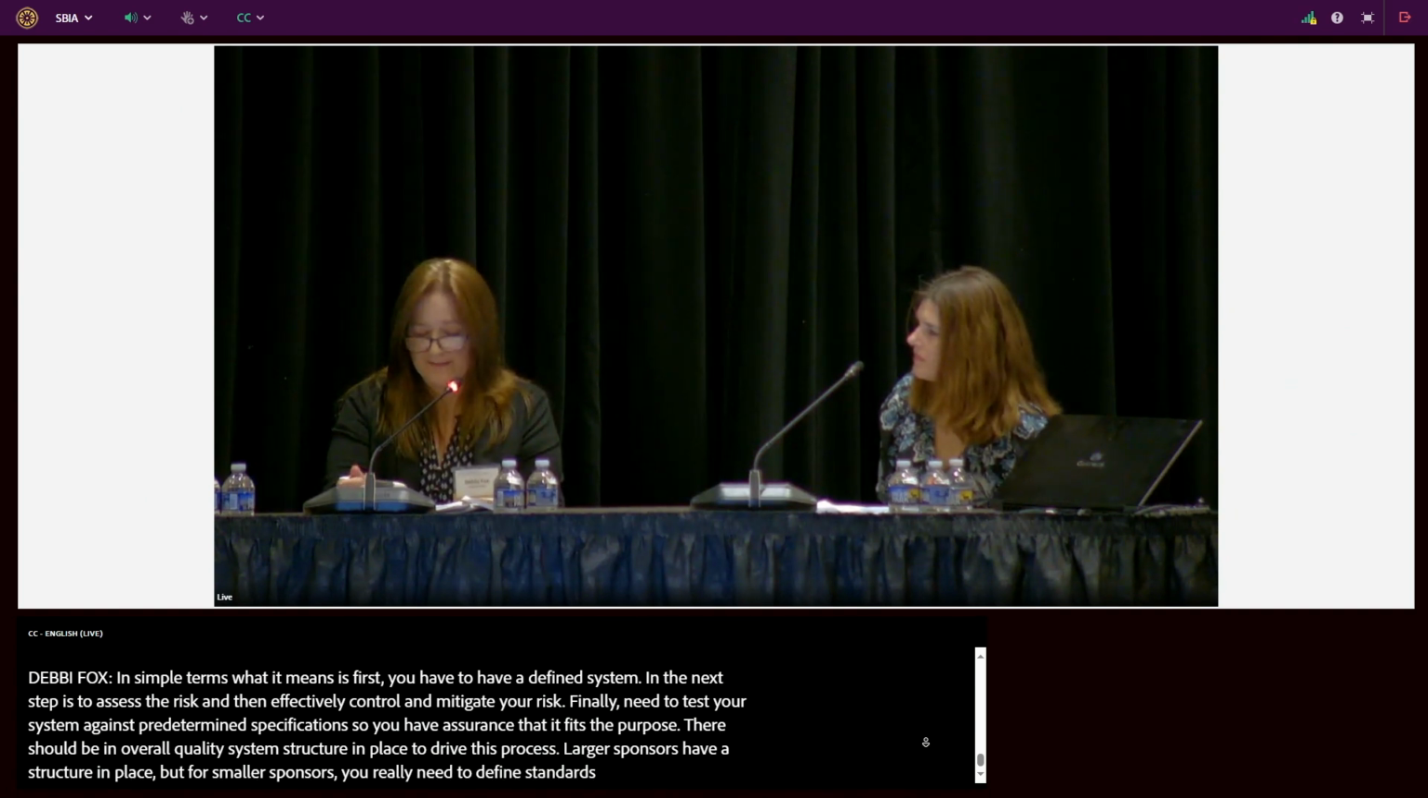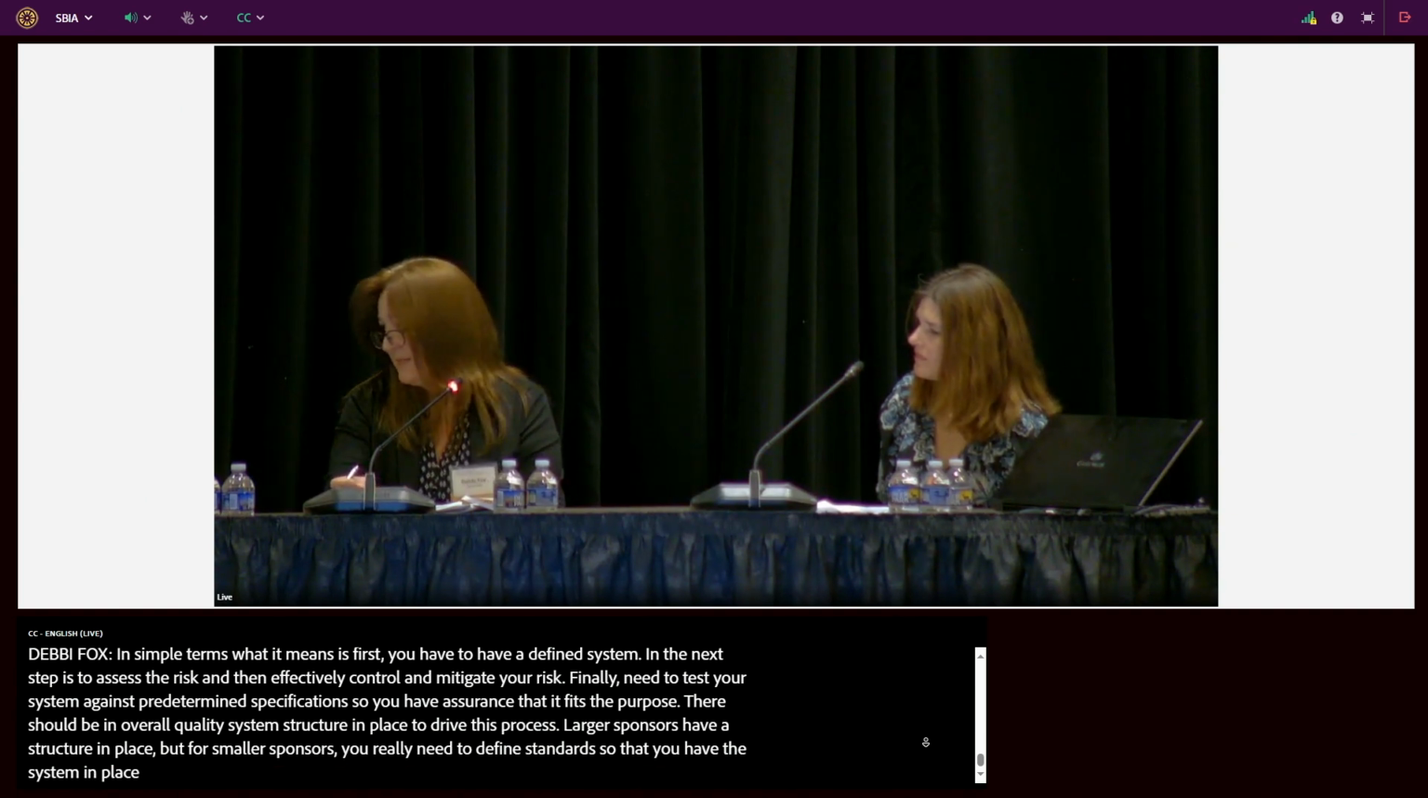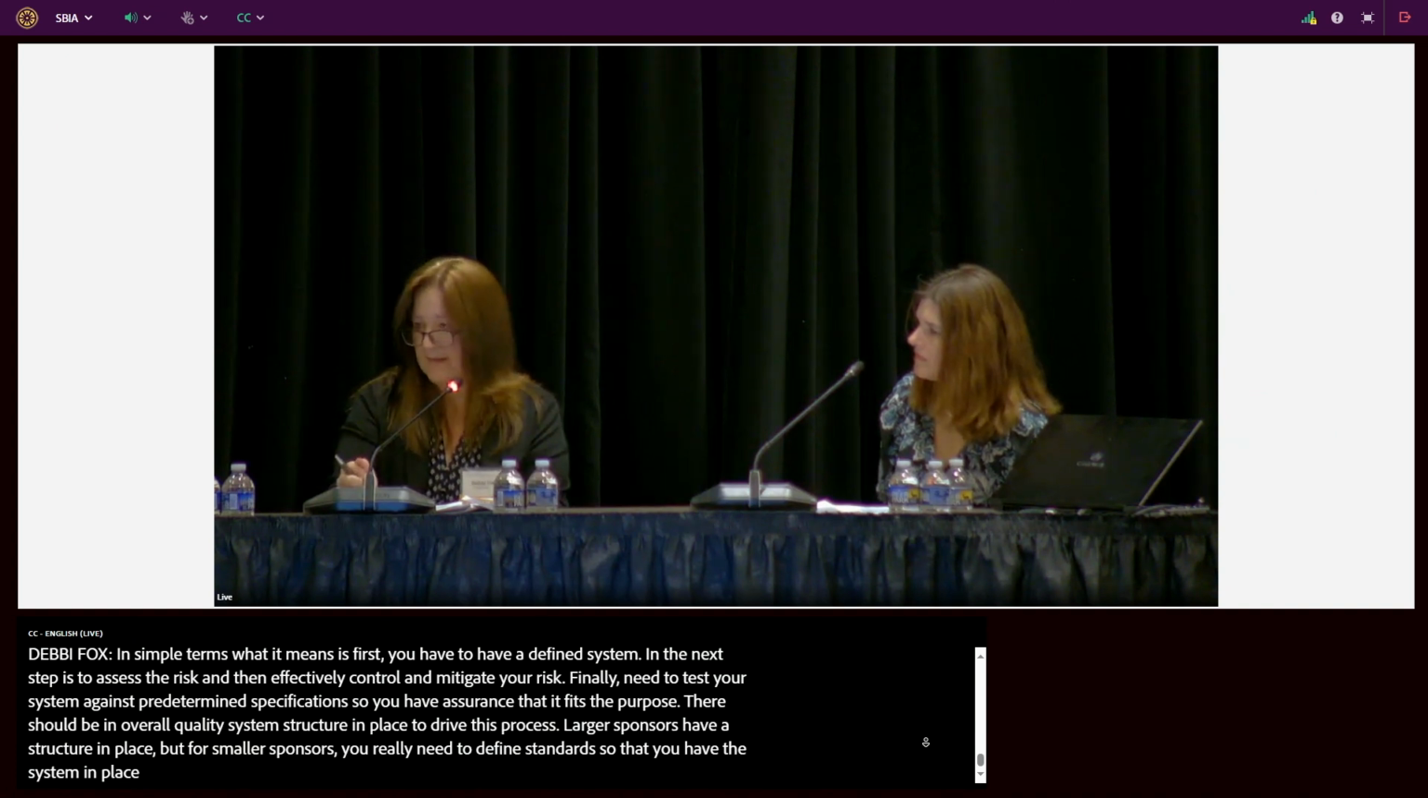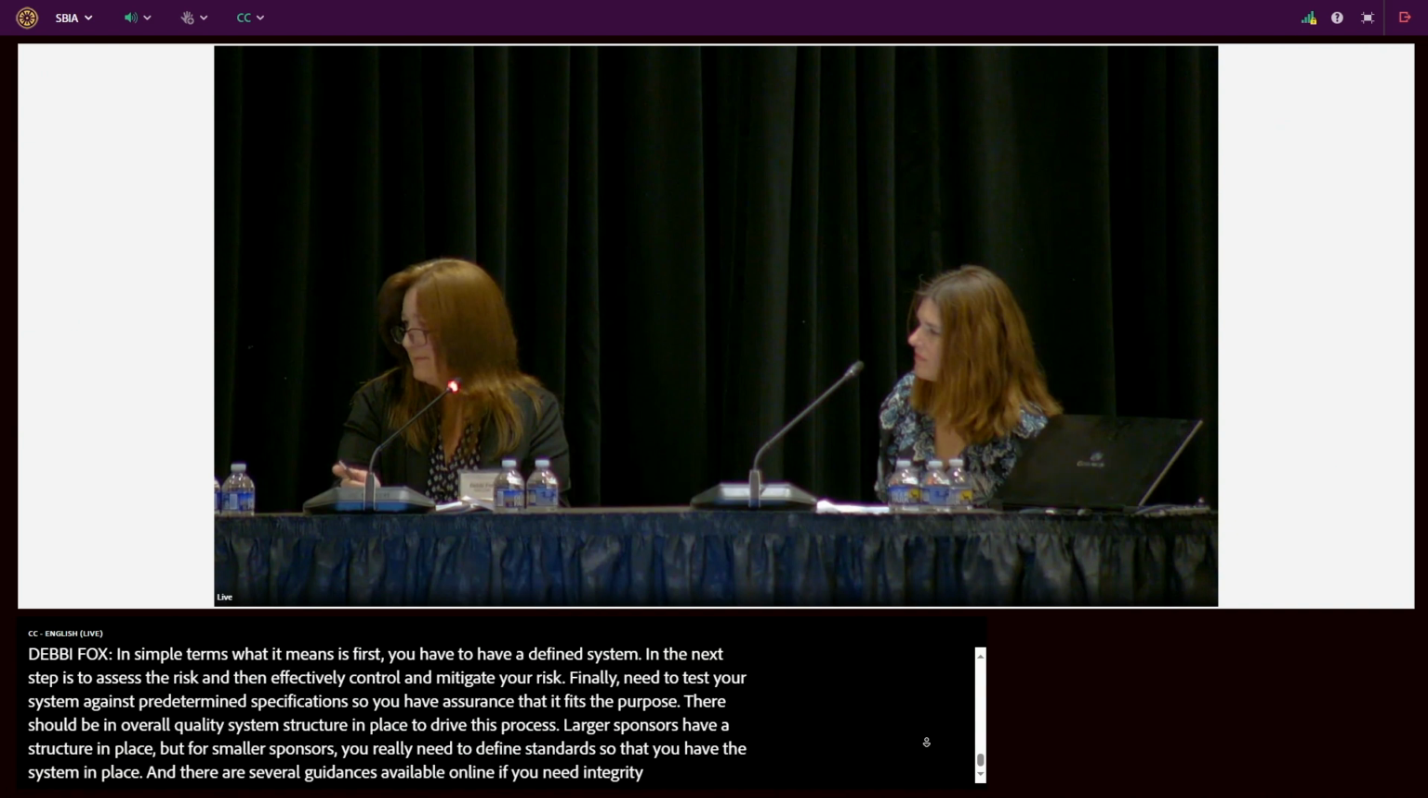There are several guidances available online, so multiple data integrity guidances. There's a PIC/S guidance, GAMP guidance, a never-ending list really that's available on all of the agencies' websites.